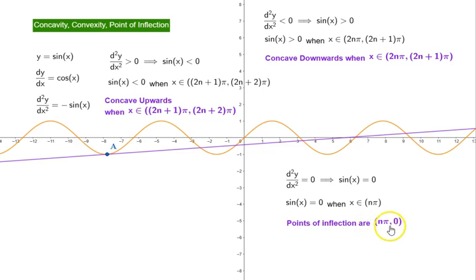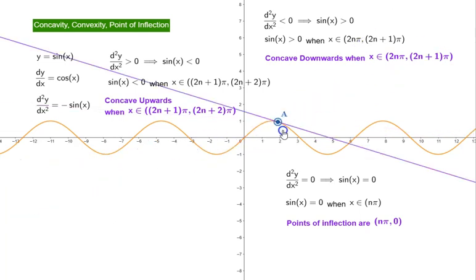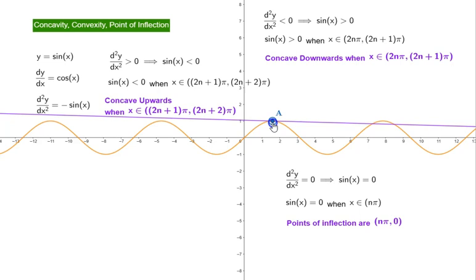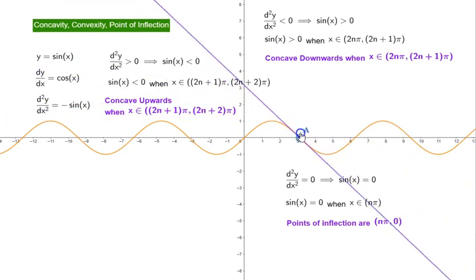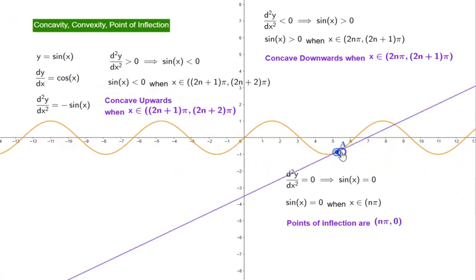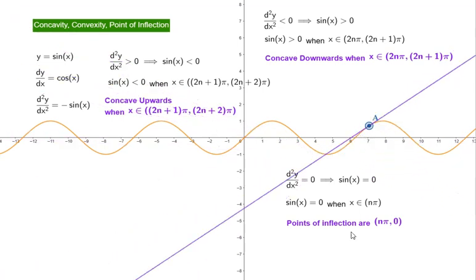So these are the points at which the tangent changes its direction of movement. Here it is reducing, reducing, reducing, reducing. And now again it is increasing now. So that is concavity, convexity, and points of inflection.